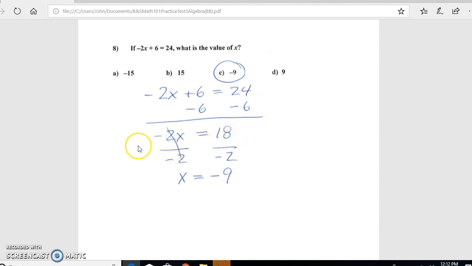So my last step is always to divide both sides by the number in front of the x. So I'm going to divide this side by minus 2. I need to do the same thing on the other side, divide by minus 2. The minus 2's are going to cancel each other over on the left, leaving me with just the x. And x is equal to 18 divided by the minus 2, which is minus 9, which is your answer, letter C in this problem.